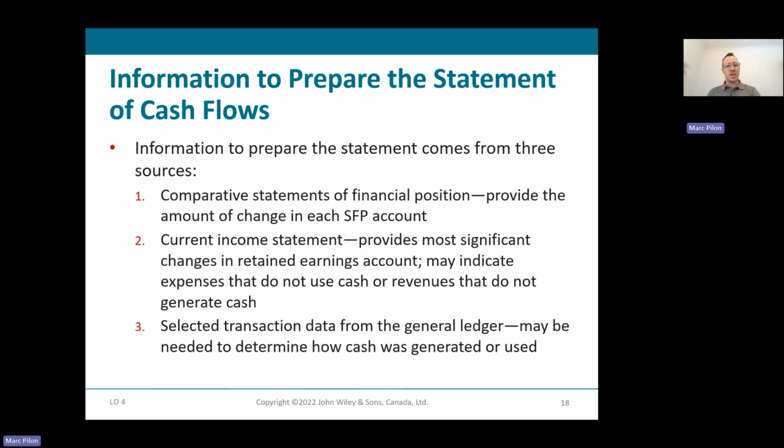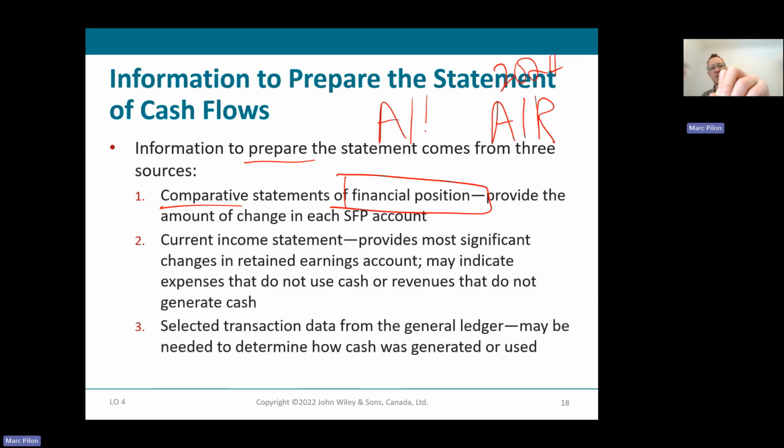How do we prepare a statement of cash flow? We'll compare the balance sheet. We'll compare the accounts receivable balance in year 2024. We'll see the AR balance for 2025. We do one minus the other and it gives us a change. And then we adjust our cash flow for this change.